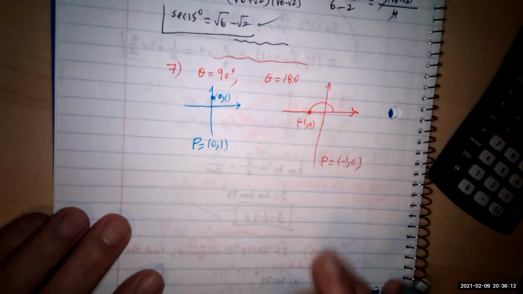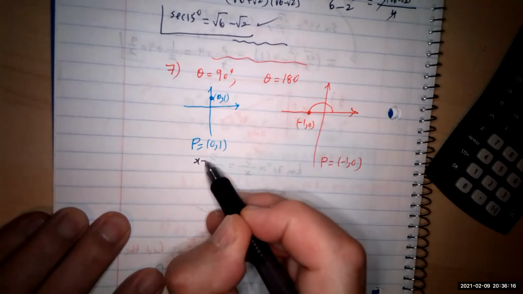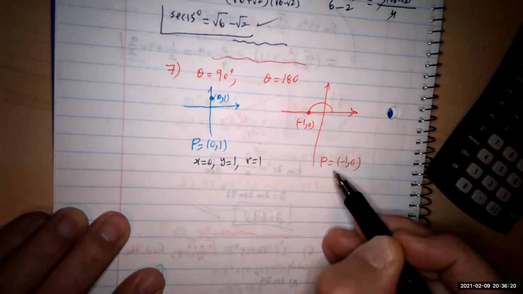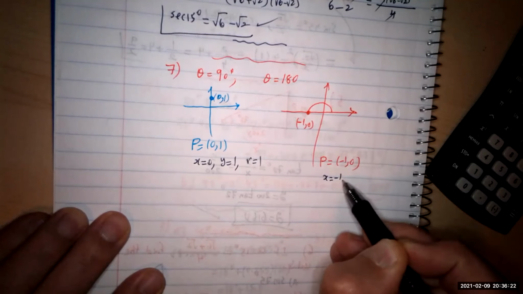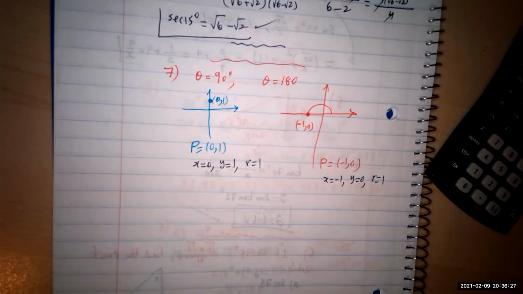So check your lecture notes tonight, and you get those. Remember, this is x is 0, y is 1, r is 1, and this is x is -1, y is 0, r is 1. So check it in case we ask you this one. Make sure that you are ready for it. Okay, so that's number 7.